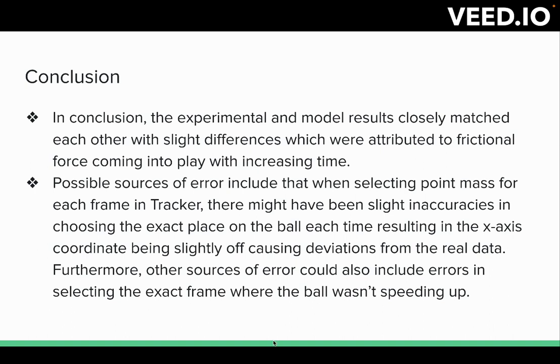In conclusion, the experimental and model results closely matched each other, with slight differences attributed to frictional force coming into play with increasing time. Possible sources of error include that when selecting the point mass for each frame in Tracker, there might have been slight inaccuracies in choosing the exact place on the ball, resulting in deviations from real data. Another error could have been in selecting the exact frames where the ball wasn't speeding up or slowing down and was at constant velocity.